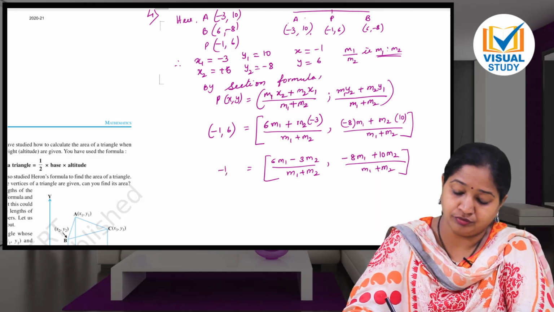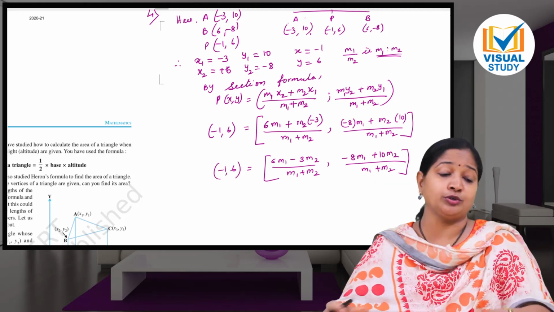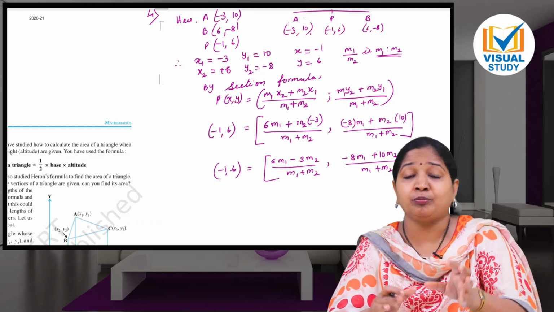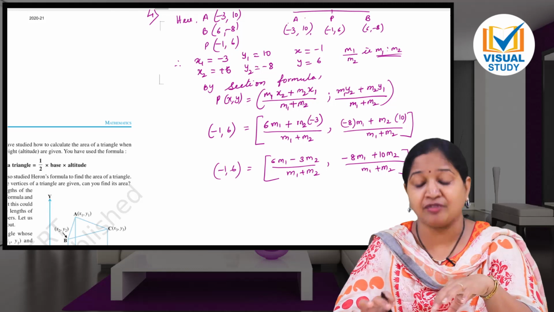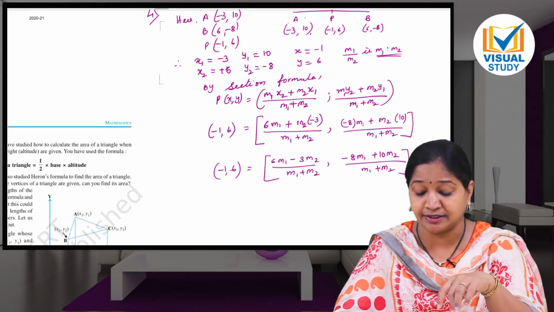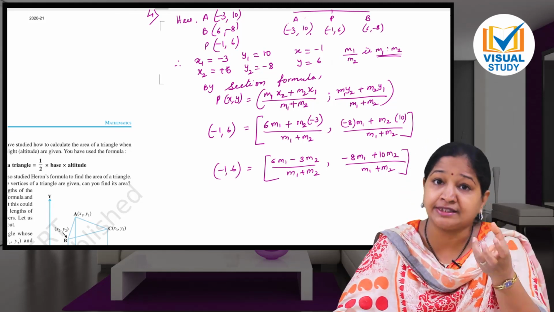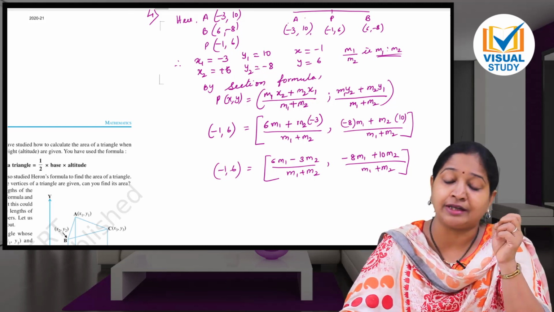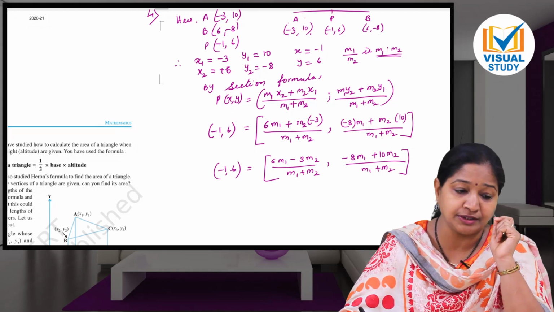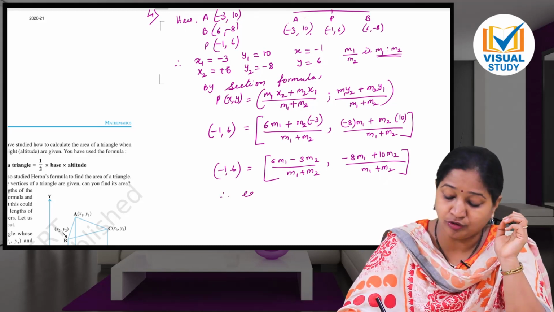Now, how are you going to solve this? You know the point, that is P. The value of P is (x, y), and they have given us minus 1 and 6. That means the value of x is minus 1, and this is (6m1 minus 3m2) upon (m1 plus m2). So equating on both the sides.